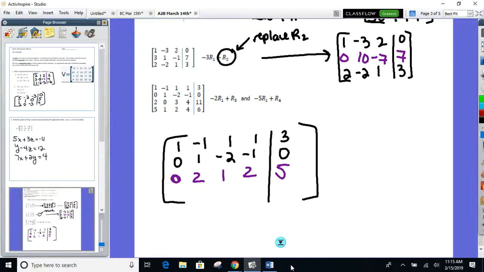All right, new row 4. What do you got first? 0. 6. Negative 3.